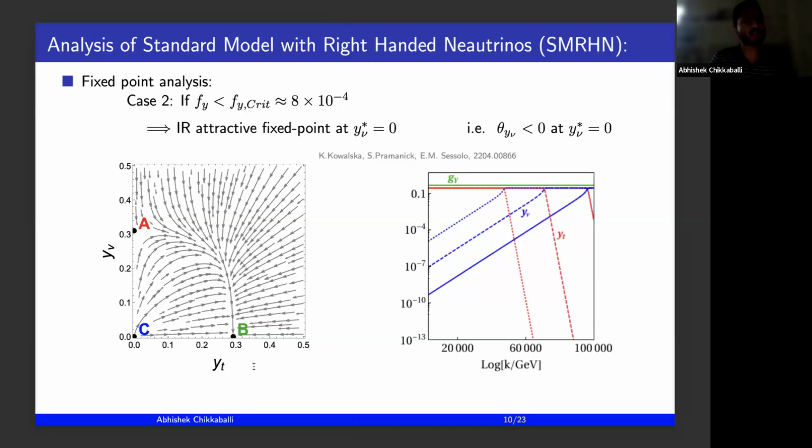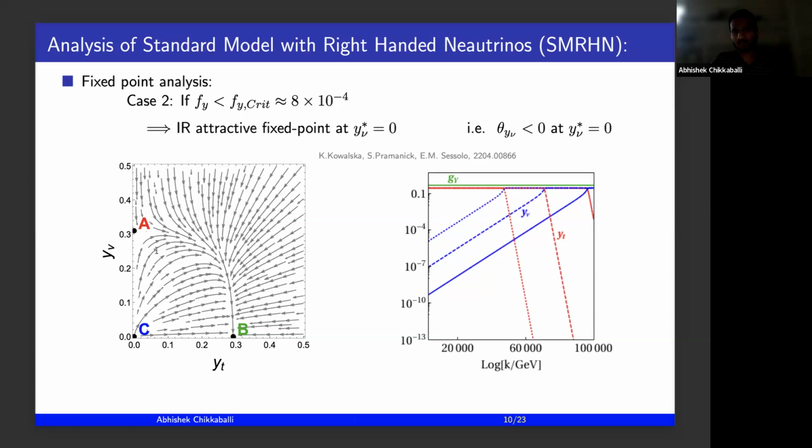Now, the more interesting scenario is when Fy is below a critical value. In this case, we find an IR attractive fixed point at 0 for the neutrino Yukawa coupling, which is denoted here as B. Here, the arrow points the flow from the UV to the IR. So if we have a UV complete scenario where the Yukawa coupling of the neutrino is of order 1 and the top quark is almost 0, we would still flow down to this basin of attraction, where the top quark becomes of order 1 and the neutrino almost approaches 0.